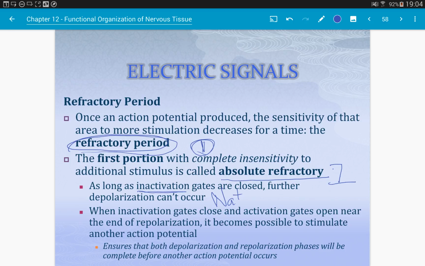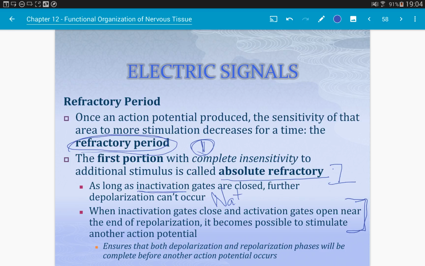So, let's see here. Then this next step right here, so when those inactivation gates do close and the activation gates are open, then it is possible to stimulate an action potential. But during the period here, when those activation gates are closed and they stay closed, you're not going to get an action potential generated no matter what.